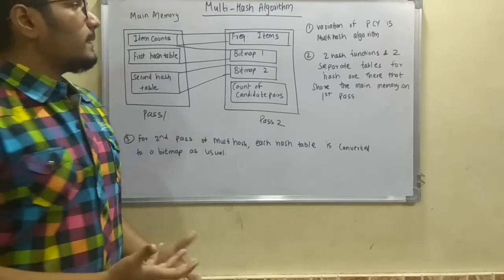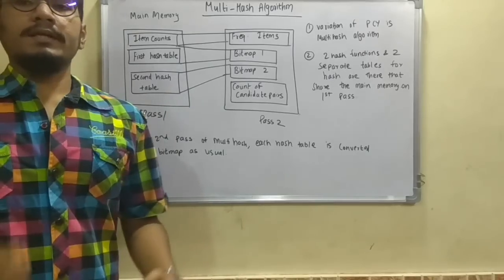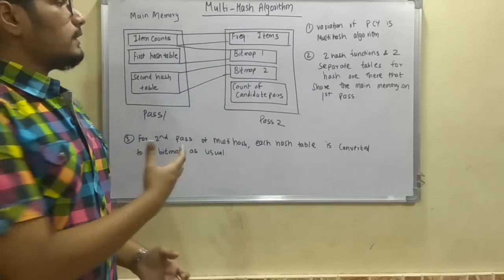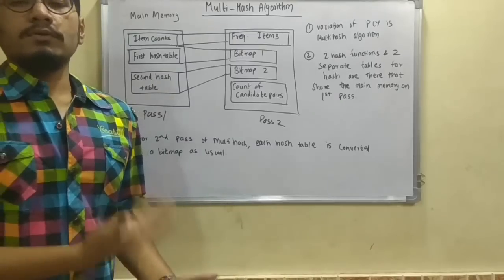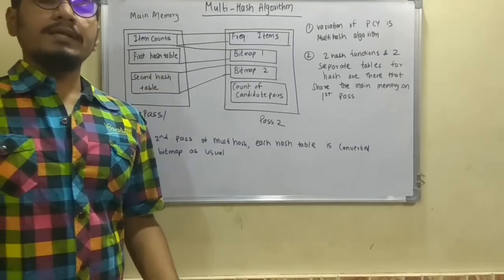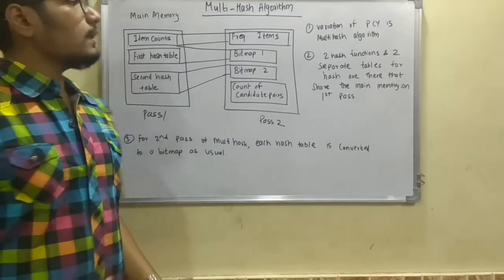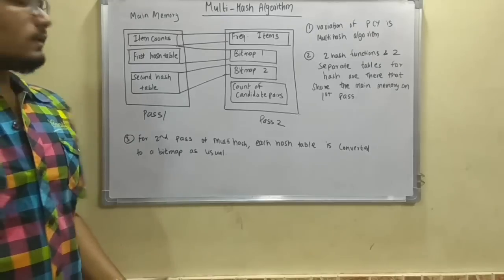So what this is basically is multiple hash functions. These hash functions are contained in only one pass, and so only two passes are required for solving this problem. So it's very simple. This can be thought of as a variation of the PCY algorithm that you have seen in my previous video. So that's just a simple concept.